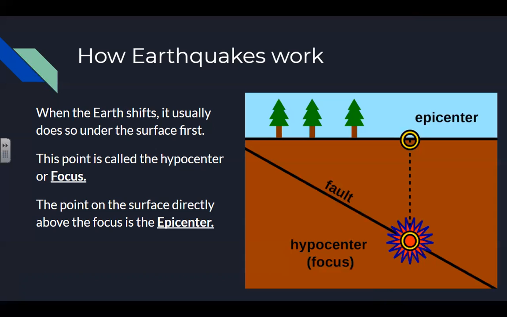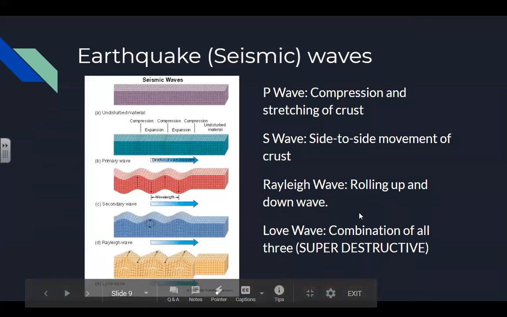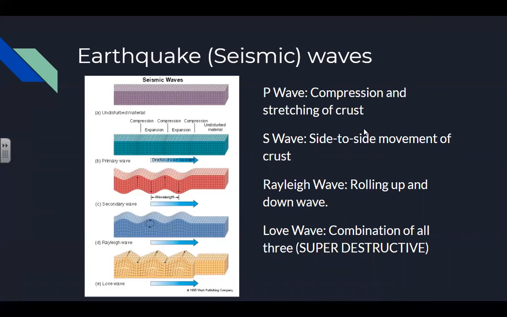So they radiate away from the focus or the hypocenter in waves. And there are 4 different kinds of waves that I want you to understand.